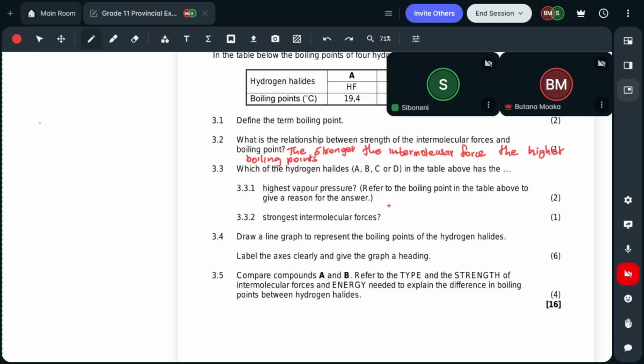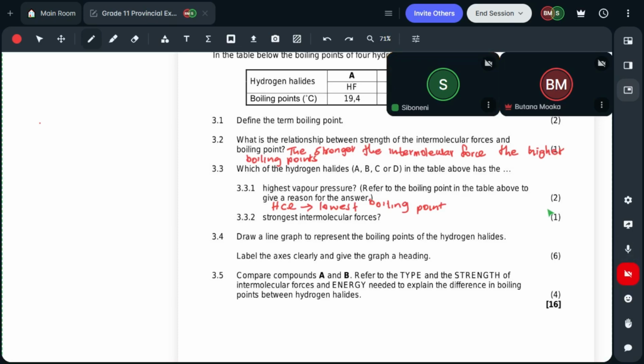You understand? Yes. Okay. So the correct answer for this one is HCl, which is compound B, and the reason is that it has the lowest boiling point. The one that has the lowest boiling point is the one that will have the higher vapor pressure. Can we move to the next question?